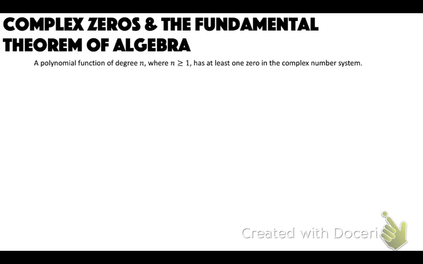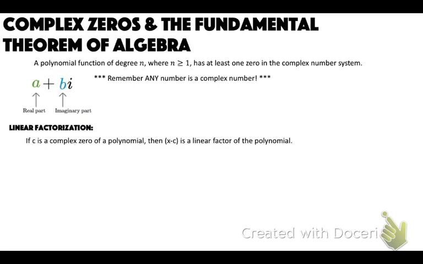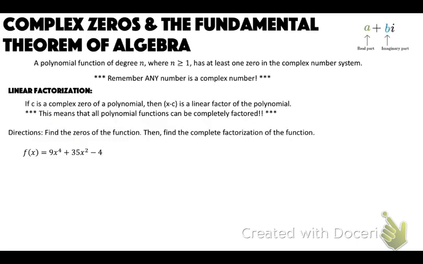Okay, complex zeros and the fundamental theorem of algebra. A polynomial function of degree n, where n is greater than or equal to 1, has at least one zero in the complex number system. Remember, any number is really complex. That's just saying that you're going to have at least one complex number, given that all real numbers are also complex numbers. And then linear factorization, that's what we've been doing. This means that all polynomial functions can be factored completely.